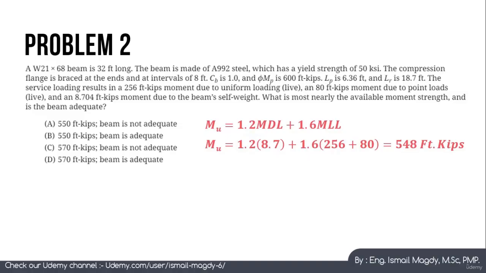The only missing parameter here which we don't have is the phi Mr, but we know that the phi Mr equals phi times 0.7 Fy Sx. So we need to obtain the Sx. The Sx is mentioned in the first table of properties of the sections, which is Table 1-1. I'm going to show it to you now in the reference book.